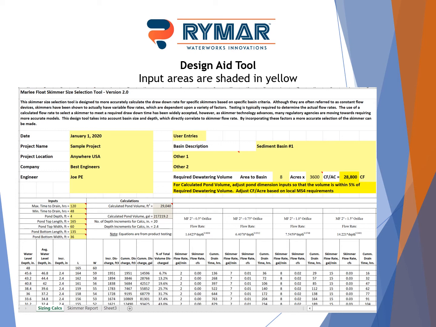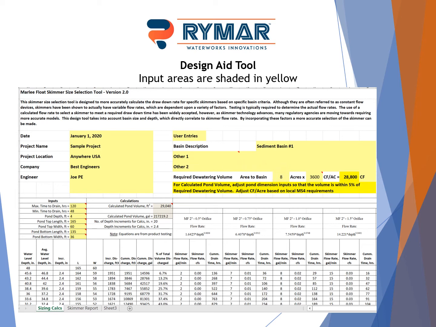So we have developed a design aid tool. It is a very simple Excel spreadsheet. It's available on our website for free to download. This tool allows you to input your date, your project name, location, your company name, and the engineer that's referenced. You also put in a basin description, and we've given you 2 other lines for other areas.